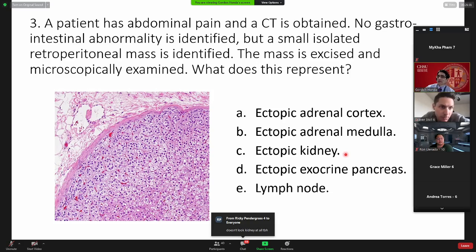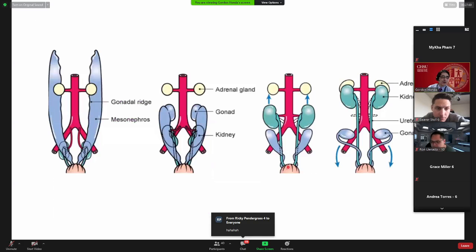What kind of place do you live in? There's no Bowman's capsules or glomerulus or anything like that. So yeah, I agree. Nothing that looks like nephrons. Yeah. So you can cross off kidney, you can cross off lymph node, and so on. You just kind of go down the list. Like, I know what certain things look like. I know it's not that. So that's sort of the thought process I'm going through.